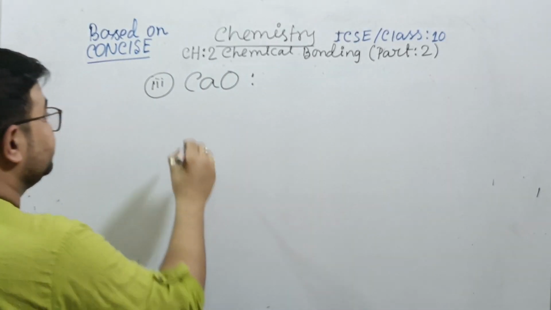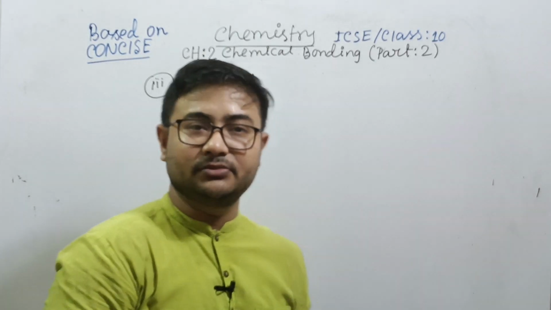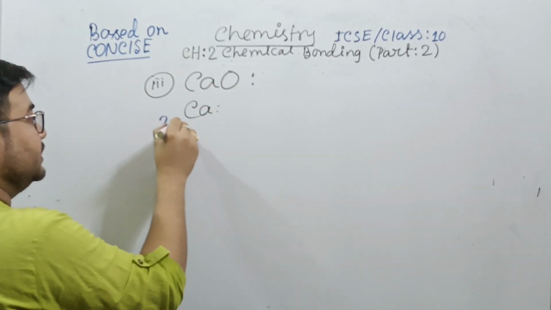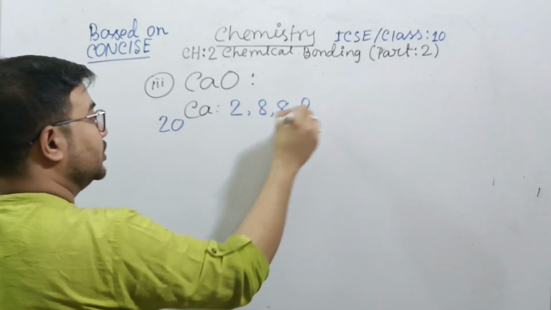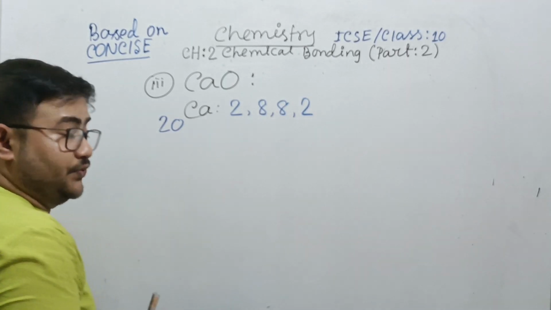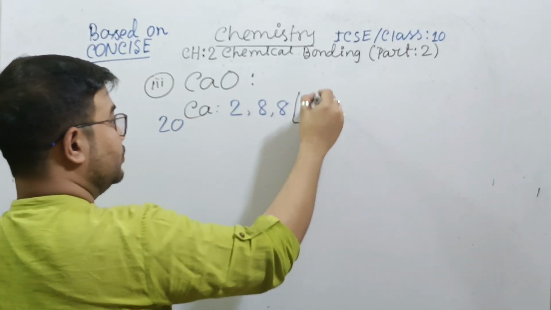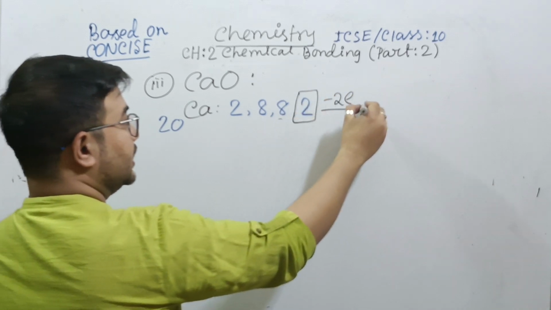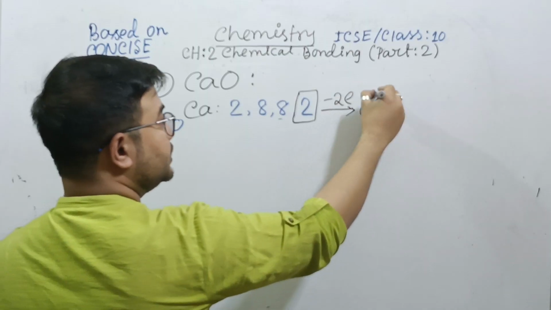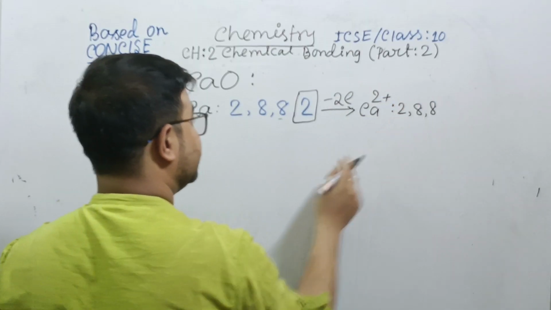Now tell me about calcium. What is the atomic number of calcium? 20. So 20 means 2, 8, 8, 2. From this electronic configuration, it is very clear that calcium tries to lose 2 electrons. Why? To gain the octet. So losing 2 electrons means a 2 positive charge. So it now has 2, 8, 8.